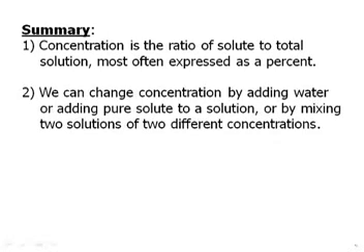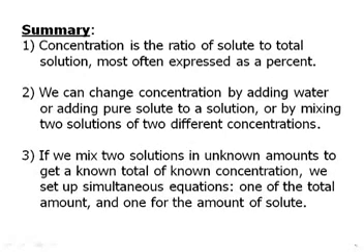Concentration is the ratio of solute to the total solution, most often expressed as a percent. And here, of course, we have to be very fluent in going back and forth between percents and decimals. We can change concentration by adding water or adding pure solute to a solution, or by mixing 2 solutions of 2 different concentrations. If we mix 2 solutions in unknown amounts to get a known total of a known concentration, we set up simultaneous equations. One equation is the total amount equation, and the other equation is for the amount of solute.